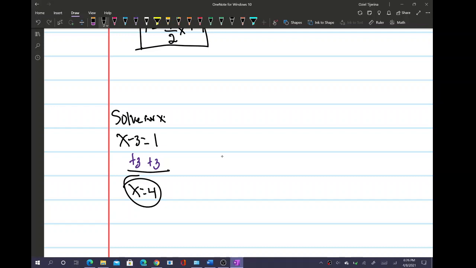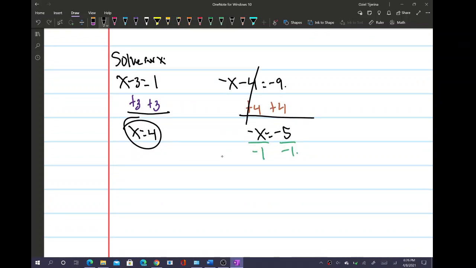Now, let's say that we had negative x minus 4 equals negative 9. So we're going to add 4 on both sides, right? We have negative x equals negative 5. Then we're going to divide by negative 1 on both sides. And we have x equals 5, right?